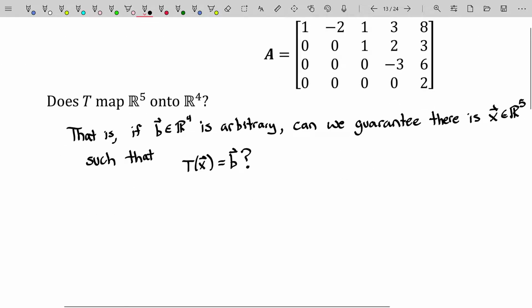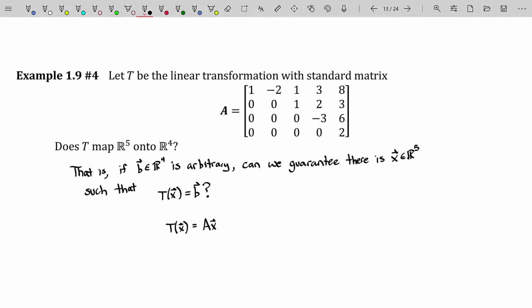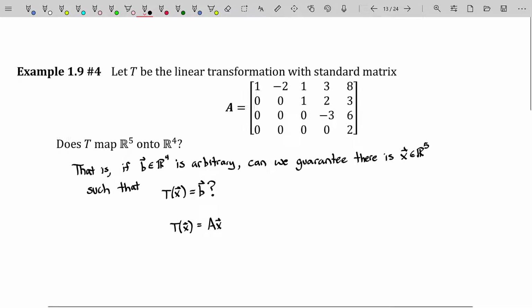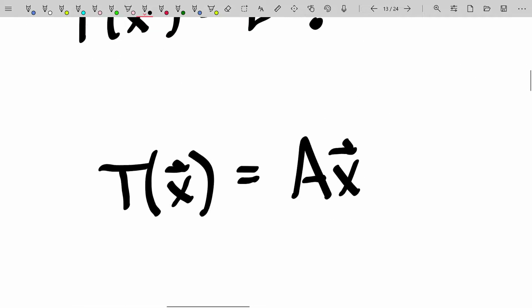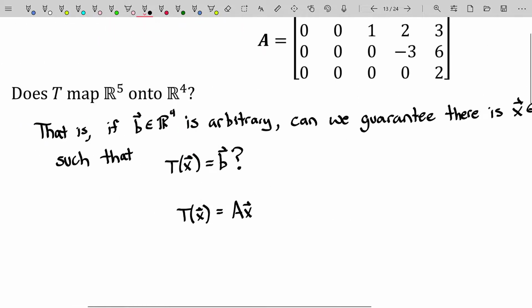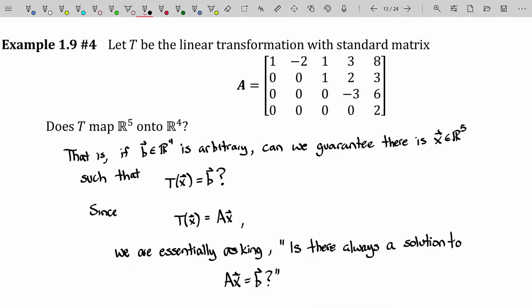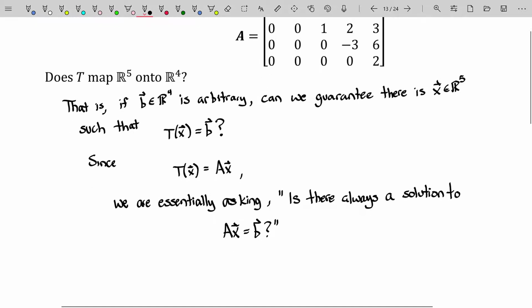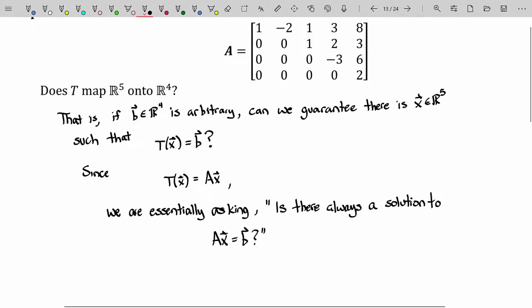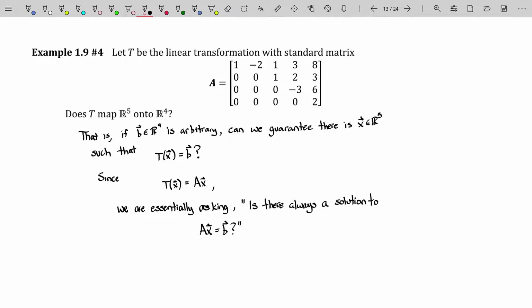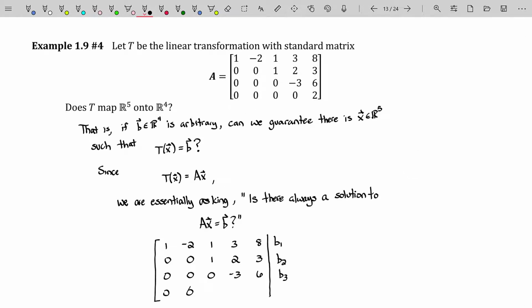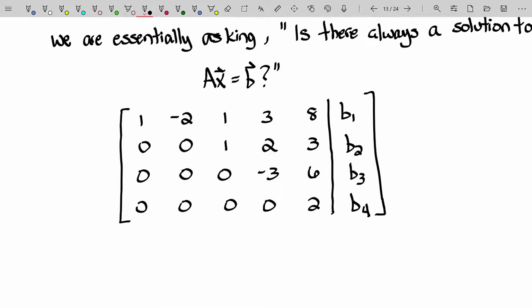Well, T of X is equal to AX by definition because we've been told A is the standard matrix for the transformation. So whenever you see T of X, you're really looking at A times X, that A being the matrix that we see up above. So we're essentially asking, is there always a solution to AX equals B? Now I'm going to write this in an augmented matrix just to show something. Notice when I write this in an augmented matrix, we have a pivot in each row of the coefficient matrix.